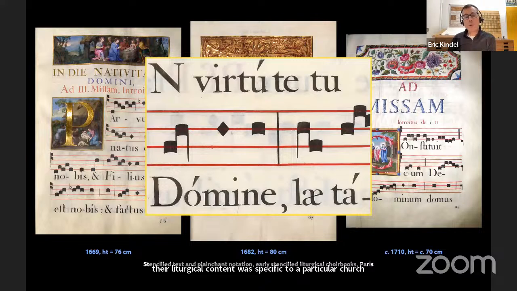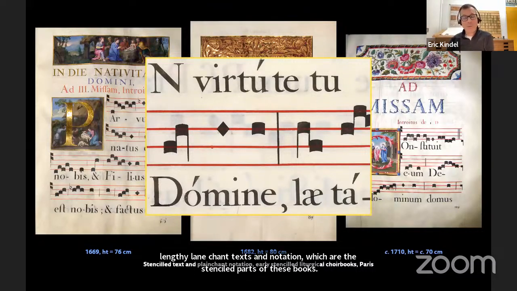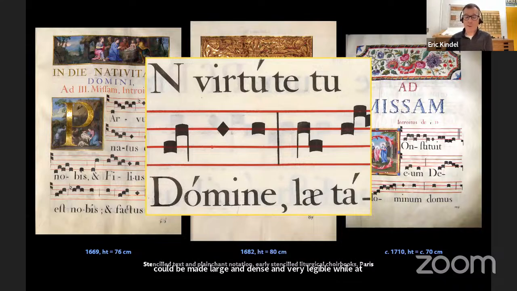They were also large because the assembled clergy might need to read them at a distance and in low light. And for this, using stencils made sense. The lengthy plain chant texts and notation, which are the stenciled parts of these books, could be made large and dense and very legible, while at the same time the letters could show off the latest Roman styles captured in expert form by the stencils.